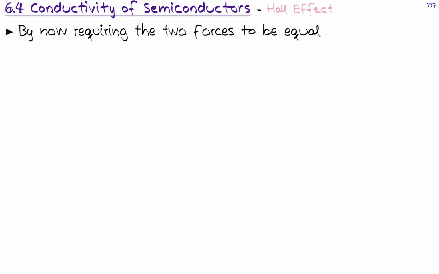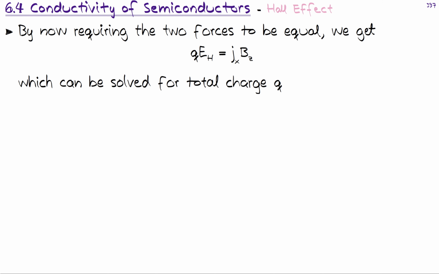And now we can estimate the strength of this effect. So we can just require that these two forces are equal, and in fact they are. And then we get a relation that Q times EH, where EH is the Hall field, must be equal to Jx times the magnetic field's amplitude Bz. And we solve this for the total charge, or its inverse, and what we are left with is the Hall coefficient.